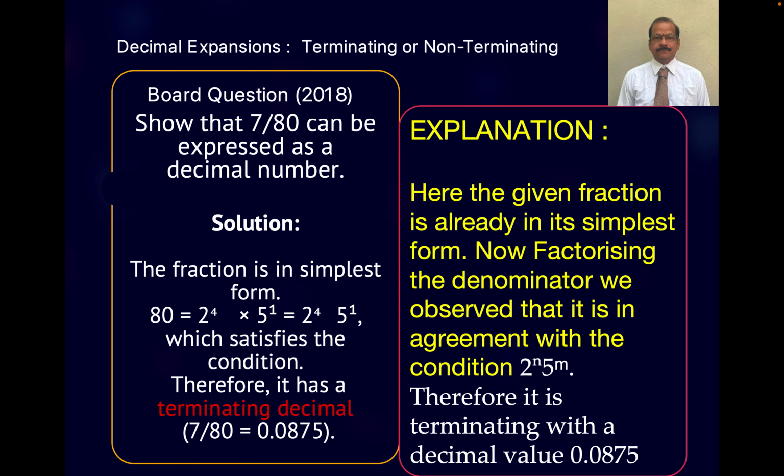2018 A board question, we have 7 by 80. Again the same question, whether the decimal is terminating or non-terminating is the question asked. 80 of course has nothing common with 7, so 7 by 80 is already in simplest form. 80 can be written as 16 into 5. 16 is 2 power 4, so 2 power 4 into 5 power 1. So 2 power n, 5 power m. So it is definitely a terminating decimal. If you actually calculate, you will get 0.0875. Good.